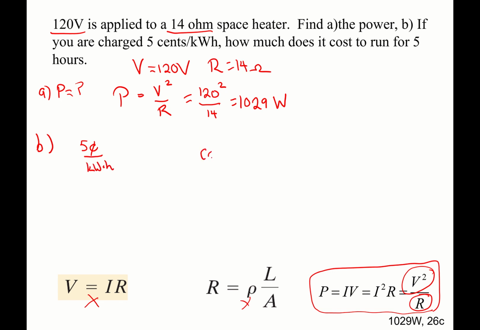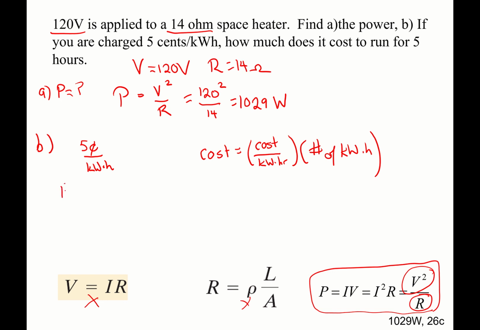All right, so the cost is going to be equal to the cost per kilowatt hour times the number of kilowatt hours, right? If I go to the store and I buy 10 apples and each apple costs 50 cents, then the total cost is going to be 10 apples times the cost per apple of 50 cents will give me $5. Okay, so we know the cost per kilowatt hour is 5 cents. So the question is, how many kilowatt hours do we have?